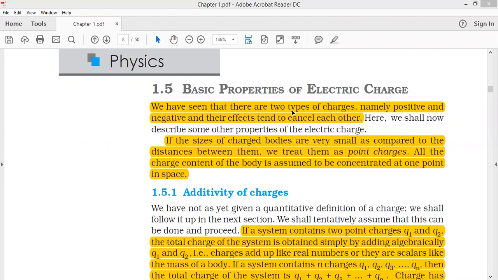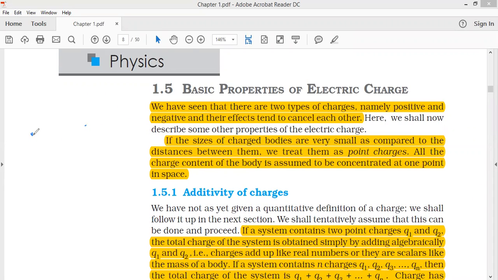Okay. So if these two charges are equal, then we can add these two and the effect can be cancelled. So if the sizes of charged bodies are very small, if you take two charged bodies, the size of the two charged bodies are very small, compared to the distance between them.